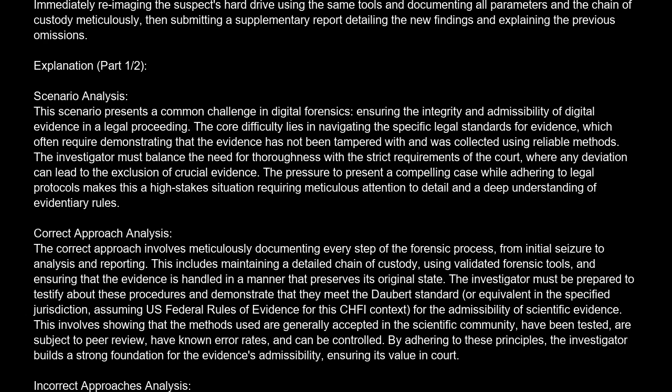The investigator must be prepared to testify about these procedures and demonstrate that they meet the Daubert standard, or equivalent in the specified jurisdiction, assuming U.S. federal rules of evidence for this CHFI context, for the admissibility of scientific evidence. This involves showing that the methods used are generally accepted in the scientific community, have been tested, are subject to peer review, have known error rates, and can be controlled. By adhering to these principles, the investigator builds a strong foundation for the evidence's admissibility, ensuring its value in court.